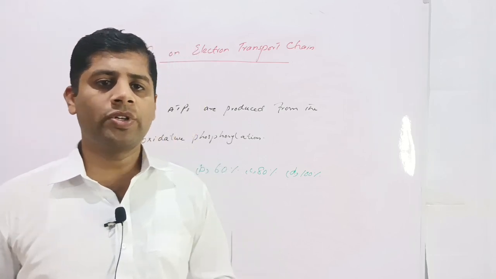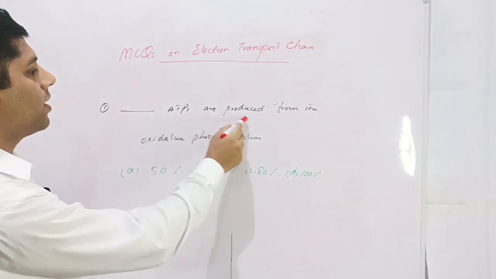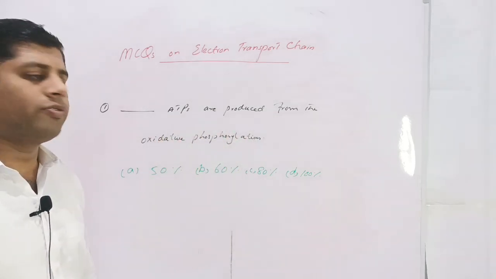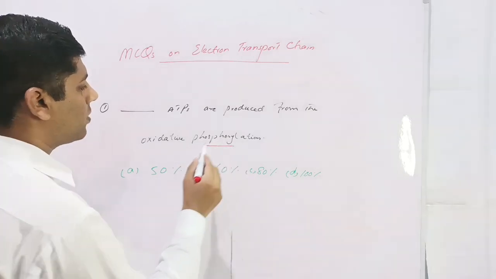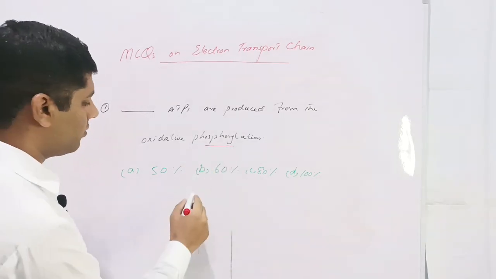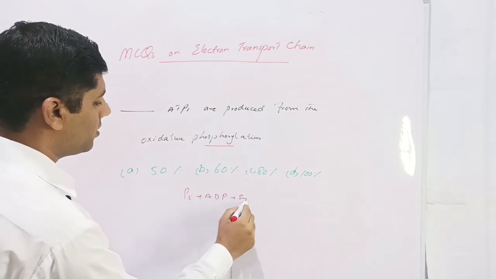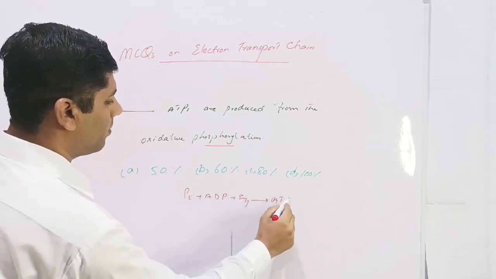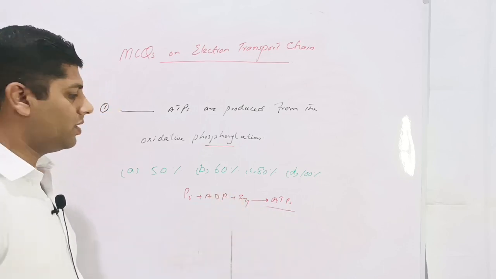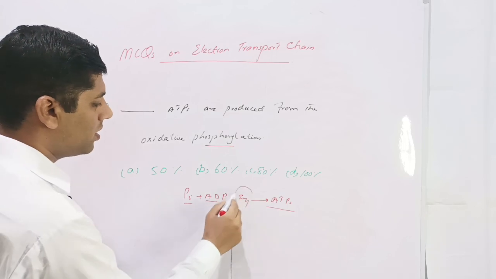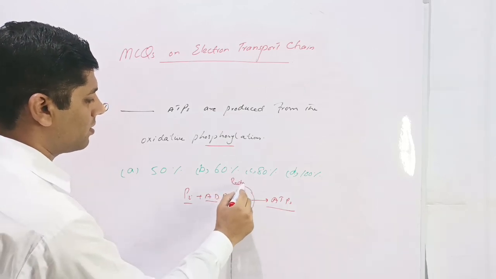So the first MCQ is: dash ATPs are produced from the oxidative phosphorylation. Oxidative phosphorylation is the process in which phosphates are loaded on the ADP molecules in the presence of energy and ATPs are formed. So the process of formation of ATPs from ADPs and phosphate groups is called phosphorylation. This energy is derived from the redox reactions.